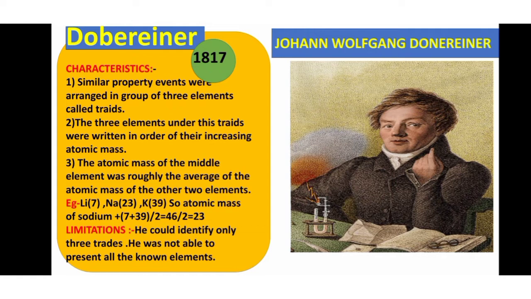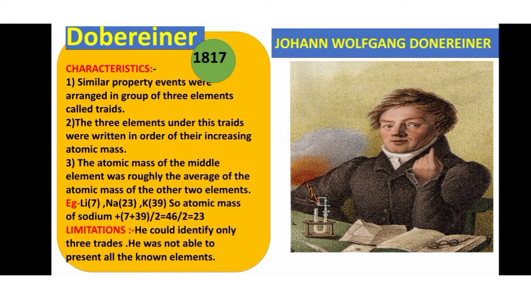Lithium, sodium and potassium: the atomic masses are lithium 7, sodium 23 and potassium 39. He said you have to arrange them in increasing order of their atomic masses, and he has already arranged them, taking 3 elements which show similar properties. After arranging, if you add up the first element's atomic mass with the last element's atomic mass and divide by 2, that is, take the average, whatever answer you get will be the atomic mass of the middle element.